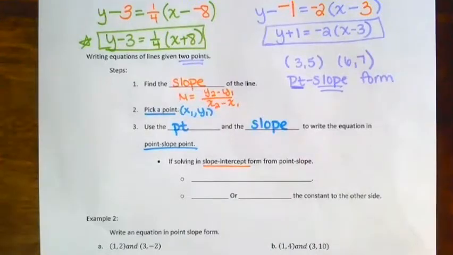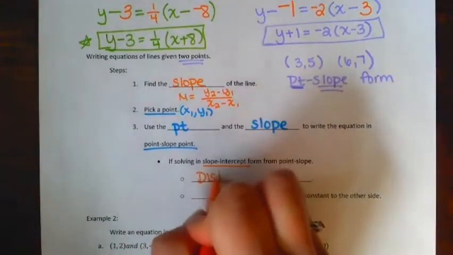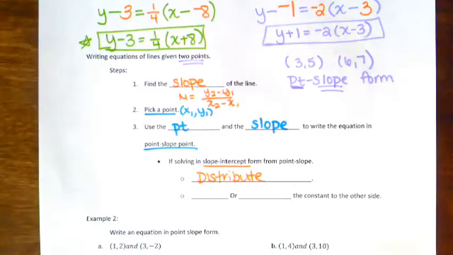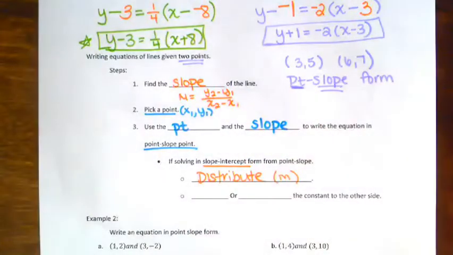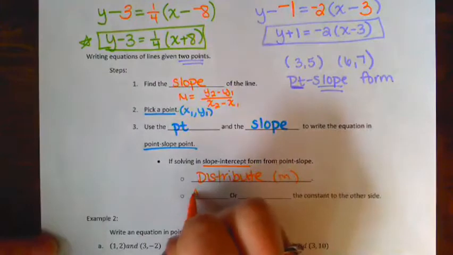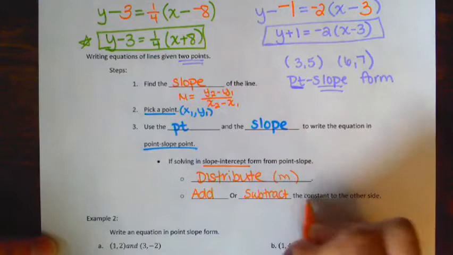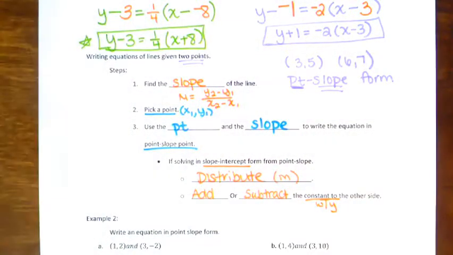What'd you say, Chloe? I don't know. Isolate the variable. Yeah, isolate the variable. And to isolate the variable, don't we need to distribute first? Don't we always remove the parentheses first? Yeah, so we're always going to distribute, and we actually distribute the slope, okay? And then once we distribute that slope, we're going to add or subtract the constant that's with y to the other side, okay?